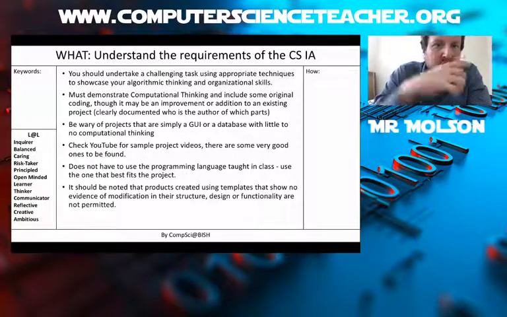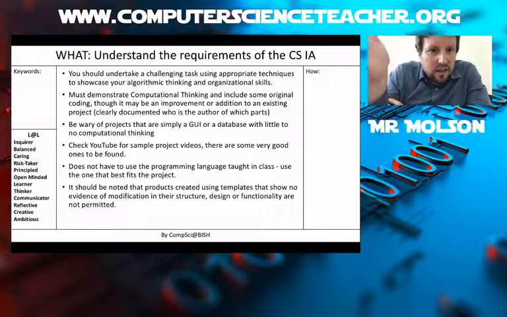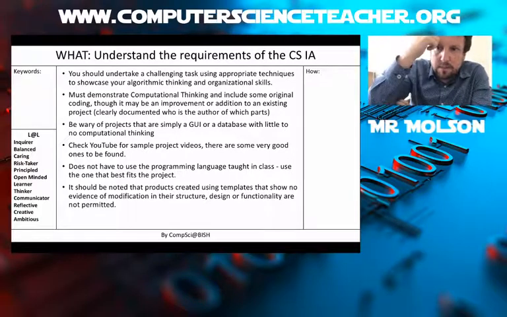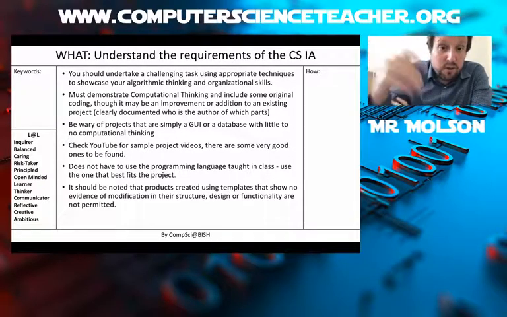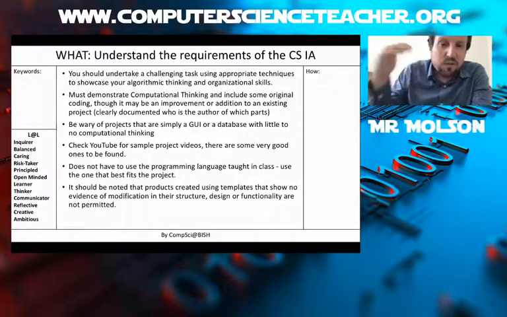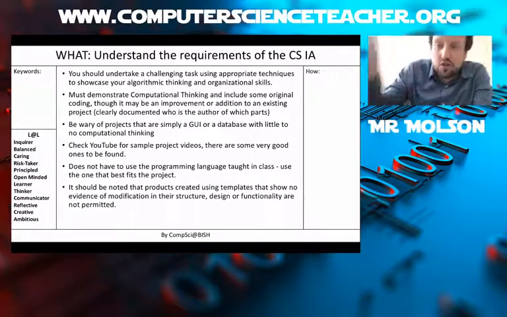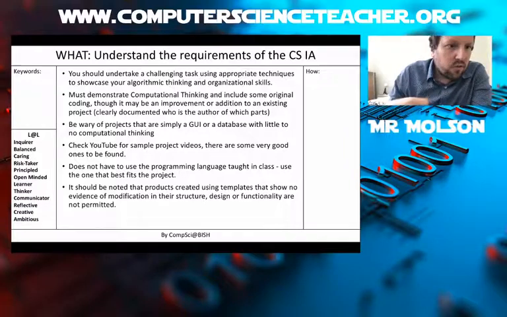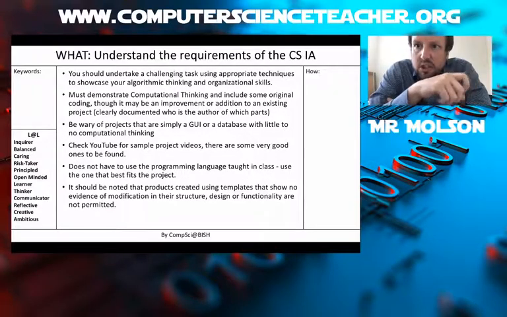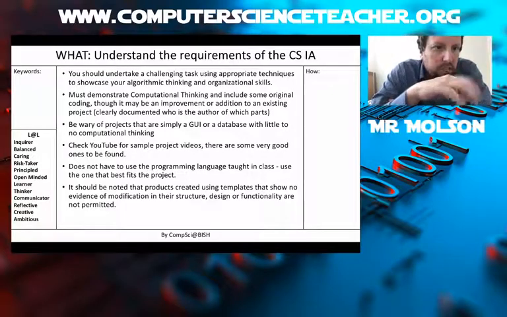Examples could be working out a route between one place and another. I had a student who developed a project where they worked out a route between one room in the school and another room in the school for students that were new to the school. That's a good example of algorithmic thinking, rather than just displaying data that's been pulled from a database or from a text file.